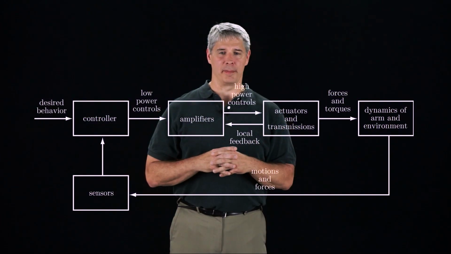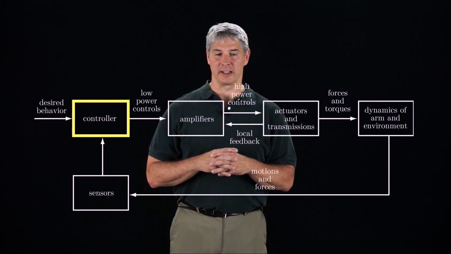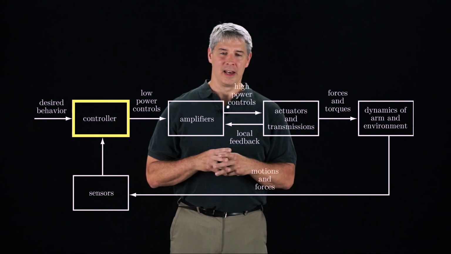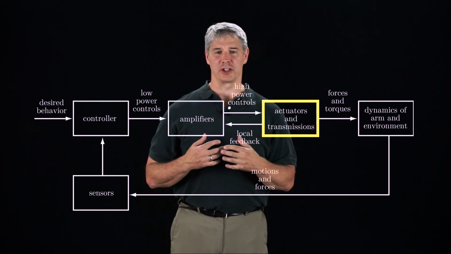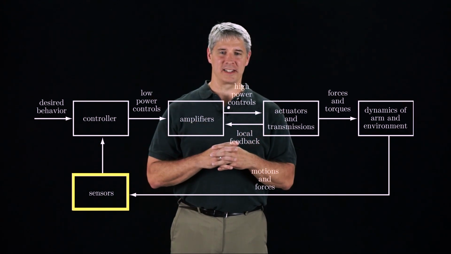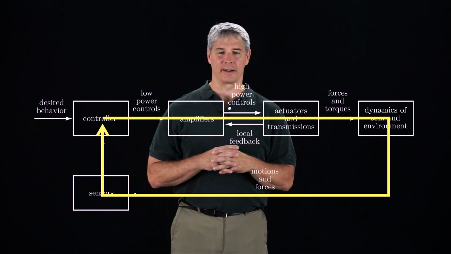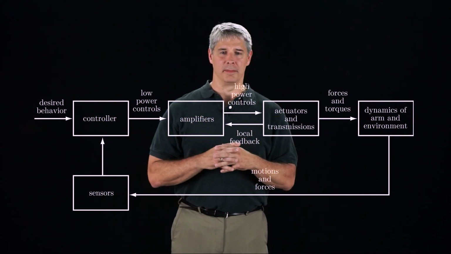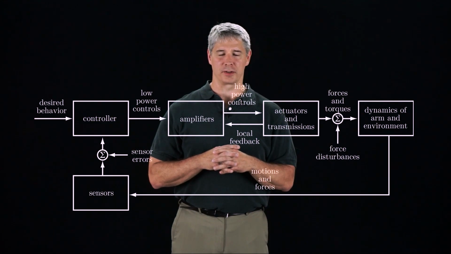This is a block diagram of the robot control system. The controller produces low-power signals telling the amplifiers what to do. The amplifiers send high-power current through the motors, which produce the forces and torques that drive the robot. The robot's motion and forces are measured by sensors that send the measurements back to the controller. We call this closed-loop control because of the sensor feedback. It's also common to model force disturbances and sensor errors as being inserted into the control loop.